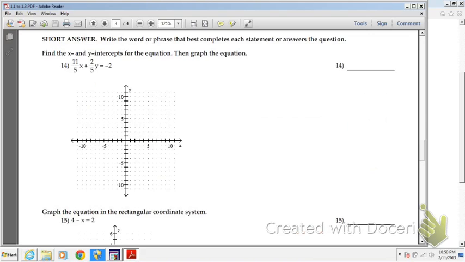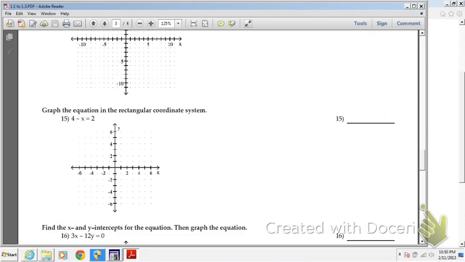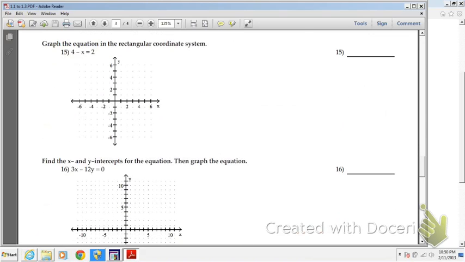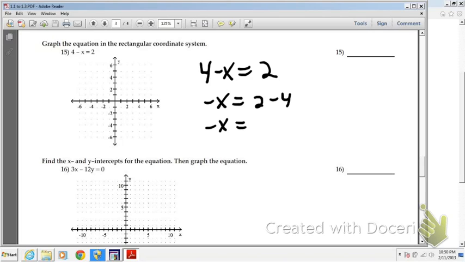Okay, in this next problem, it says graph the equation in the rectangular coordinate system. So I always try to put my eye on little clues that really trigger me to know what I'm doing. For example, it says 4 minus x equals 2 and wants me to graph the equation. The first thing that comes to mind is, hey, let me isolate x. Then I'd have -x equals 2 minus 4, which means -x equals -2, which means x equals 2.